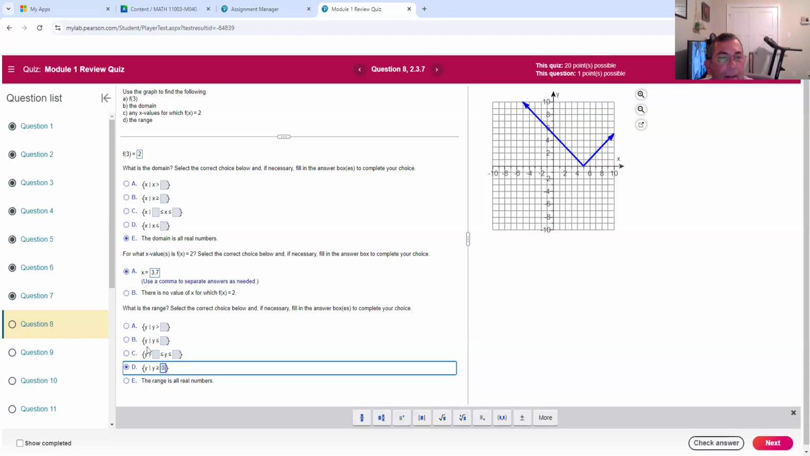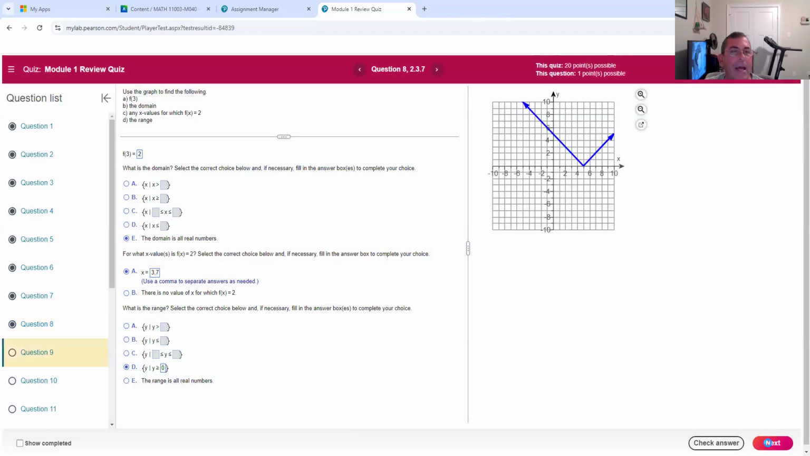Y'all listen. A will be a different number. C might be two different numbers. But part B and part D, y'all going to get the same answer as I got on those two parts, okay? The domain will be all real numbers on this one. The range will be greater than or equal to 0.